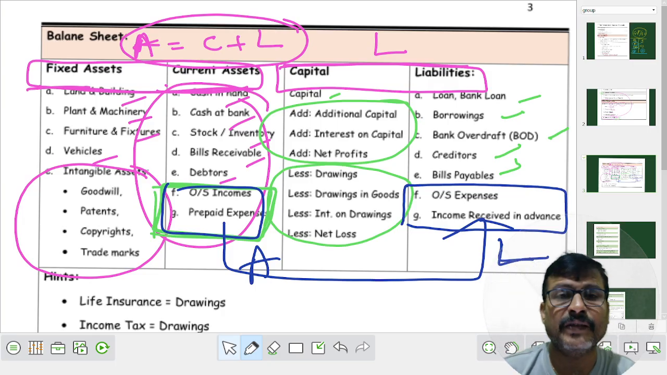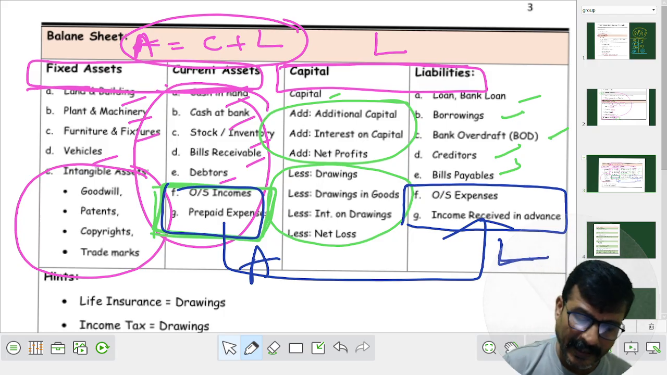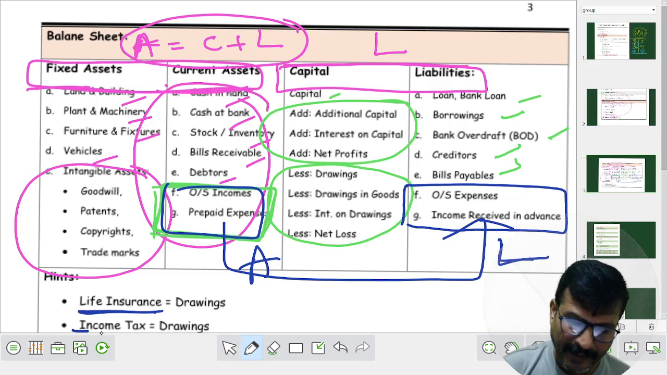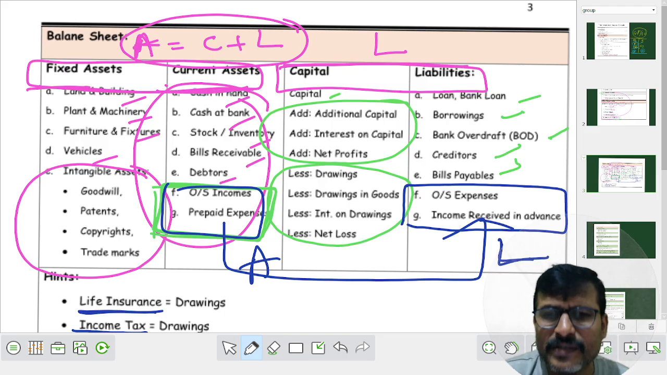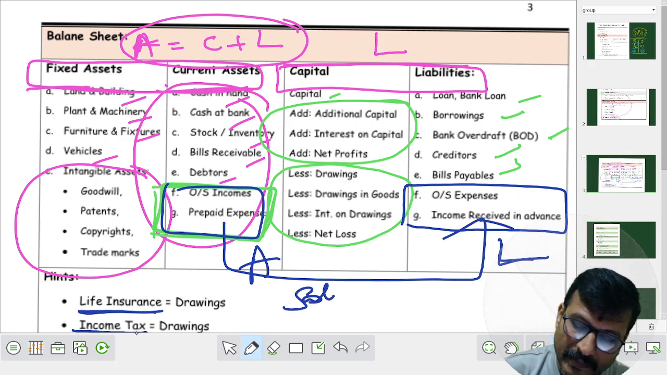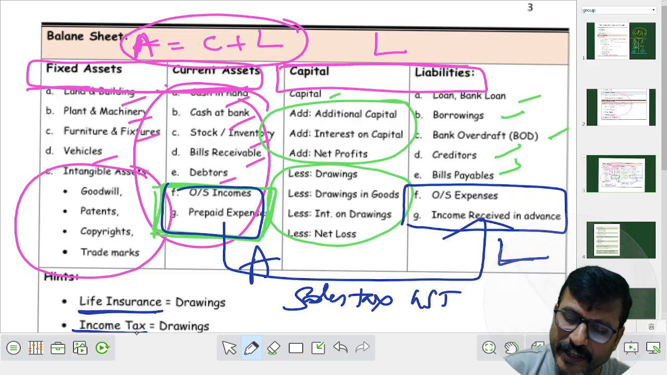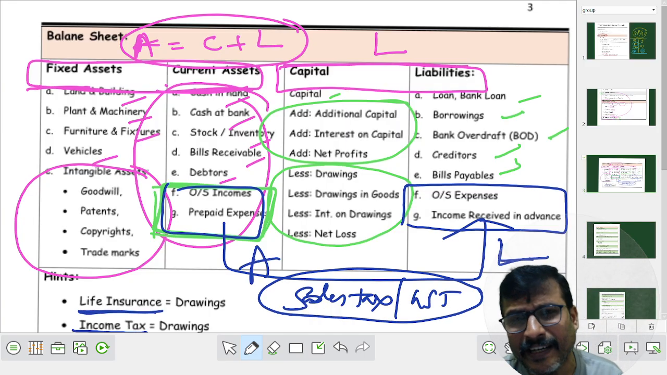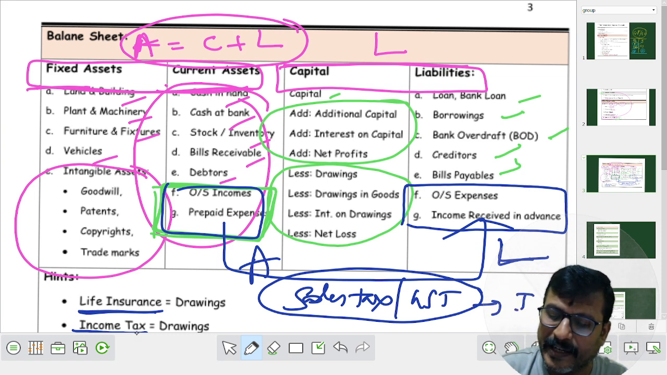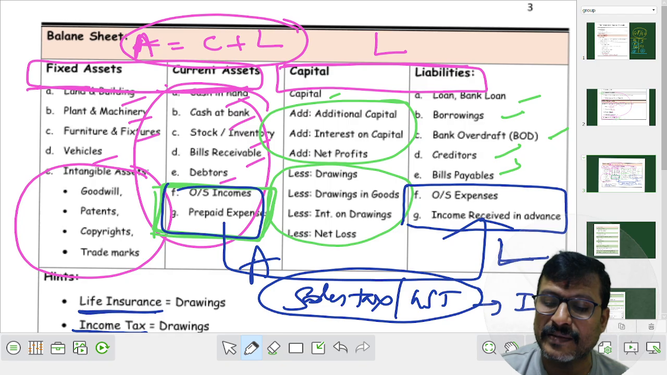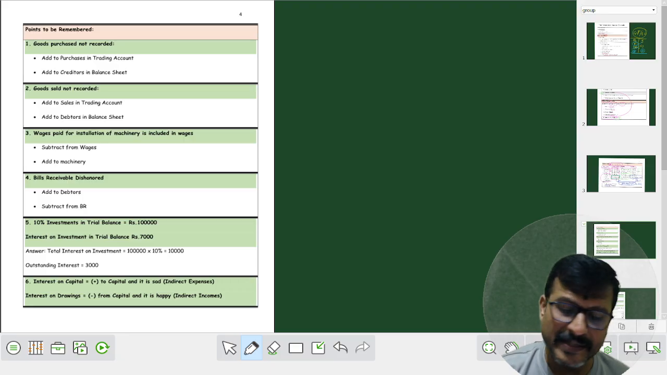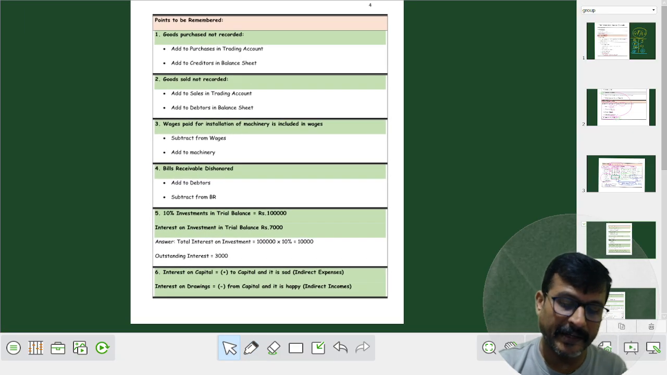Two more items to remember: life insurance is known as drawings, income tax is also known as drawings. Sir, why is income tax drawings? Because income tax is paid in the name of a proprietor, but sales tax, GST, now we don't have any sales tax, right? We have GST. GST is our indirect expense, but income tax is drawings, not a direct expense. Did you understand?